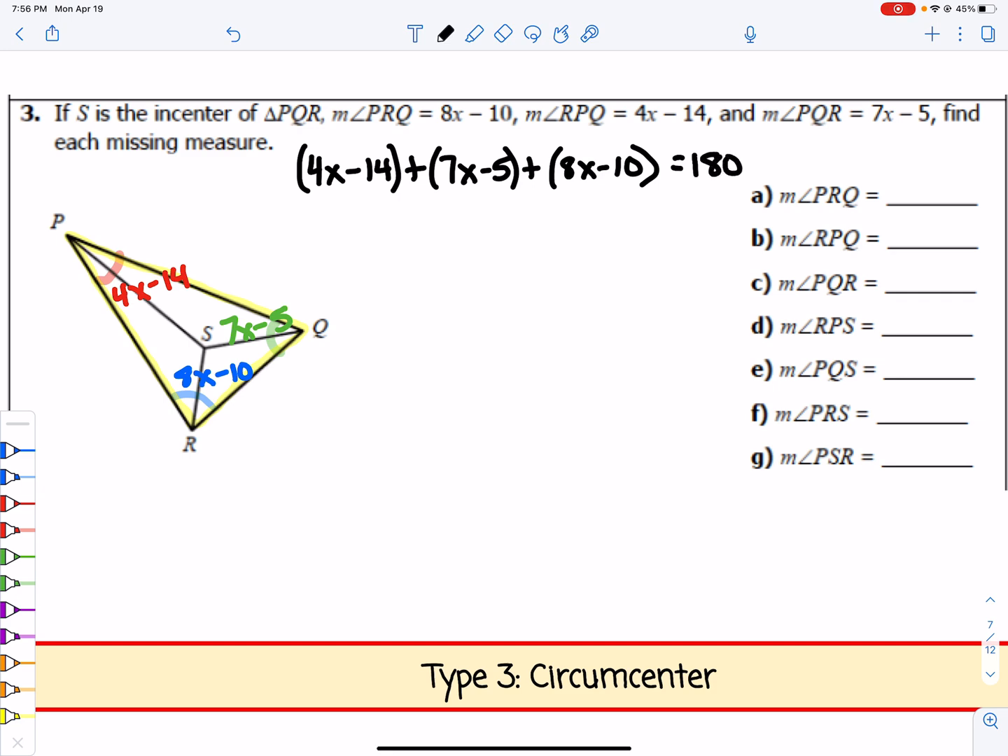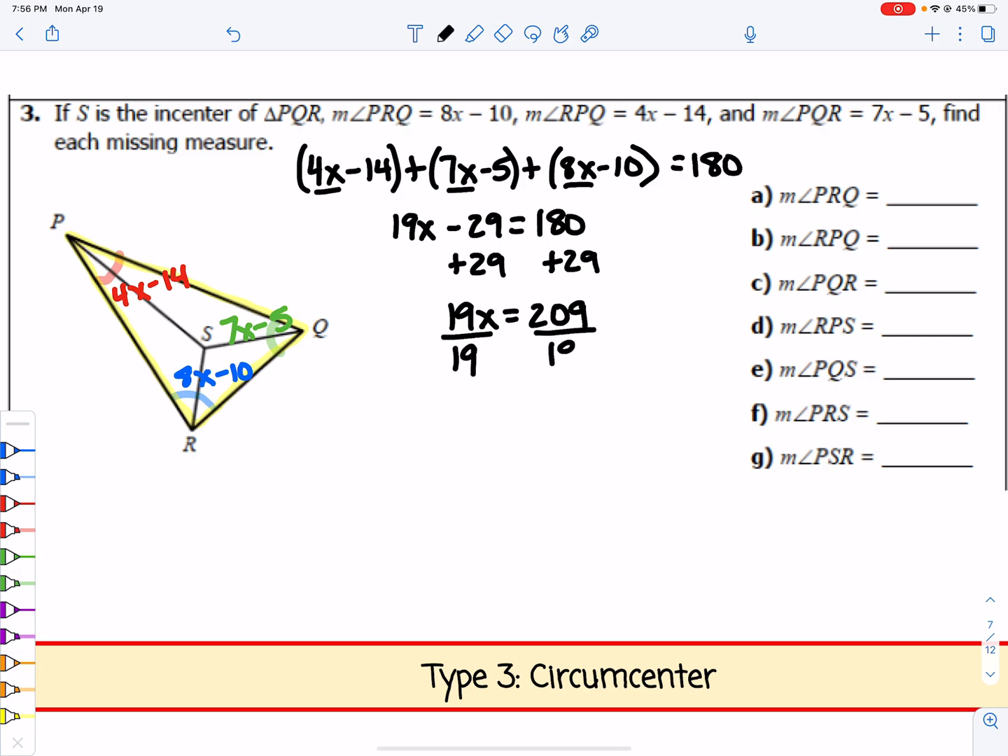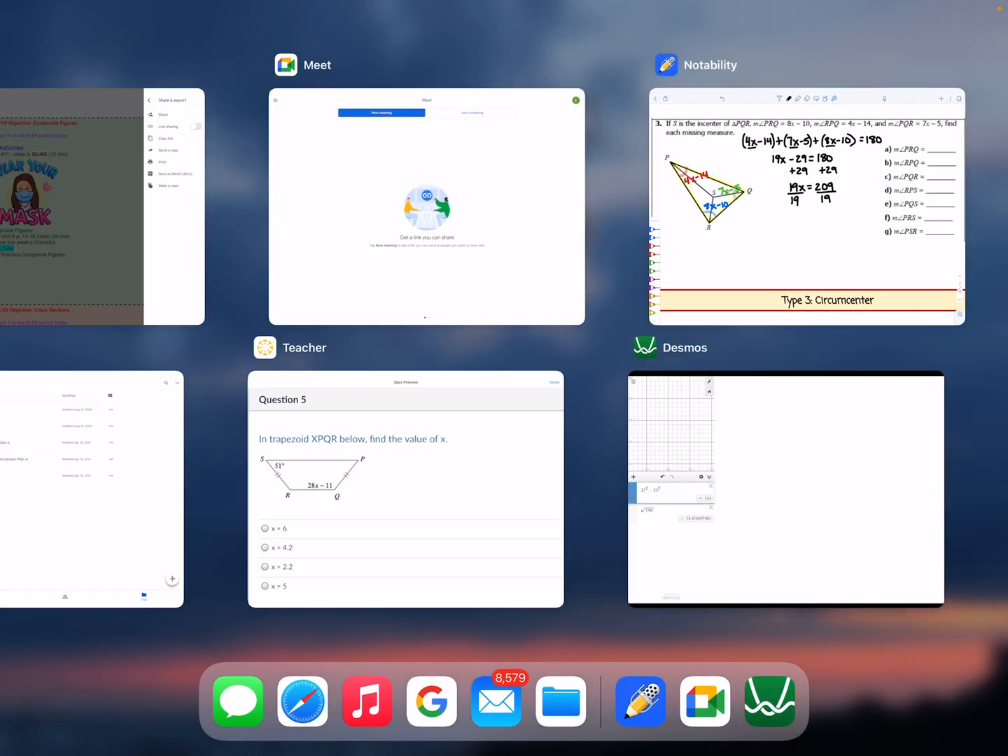Then we need to combine like terms. So we have 4x plus 7x would be 11x plus 8x would be 19x total for all of our x terms. We have negative 14 plus negative 5 would be negative 19 minus 10 is negative 29. All equals 180. We can add 29. So we get 19x equals 209. And then let's divide both sides by 19 and see if that comes out evenly.